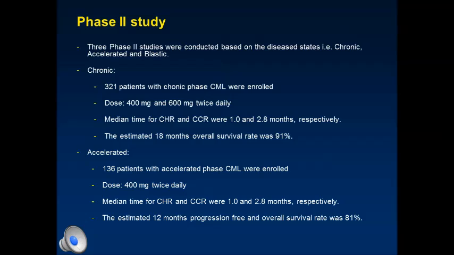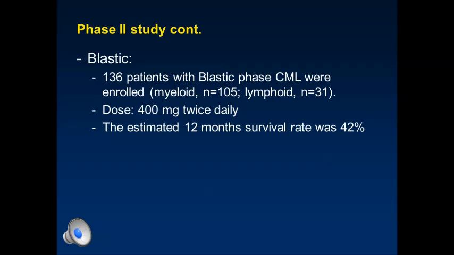In accelerated phase, 136 patients were enrolled and a 400 milligram twice daily dose was given. Median time for complete hematological response and complete cytogenetic response were 1 month and 2.8 months again, and the estimated 12-month progression-free and overall survival rate was 81%. Phase 2 study, blastic phase, 136 patients were enrolled in total and they were given 400 milligram twice daily doses. The estimated 12-month survival rate was 42%.